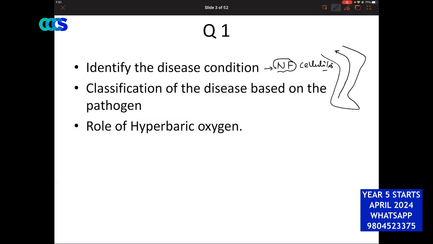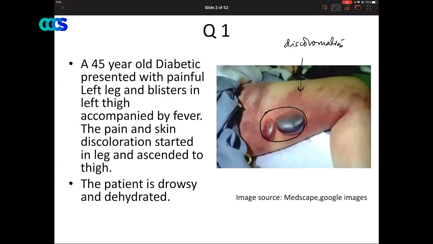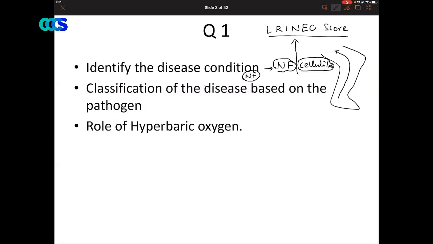But the real difference between a cellulitis and a necrotizing fasciitis is usually made by a score called the LRINEC score. If you ask me what the disease condition is, the one-line answer is necrotizing fasciitis. Differentiating between cellulitis and this disease by this picture is very clear because there are blisters shown along with the skin discoloration.